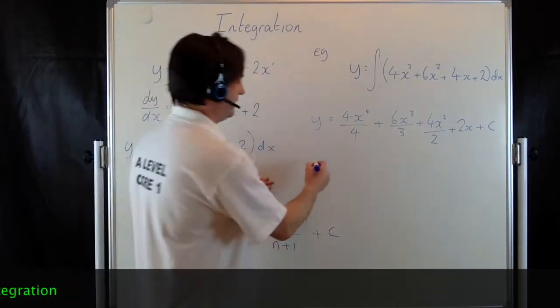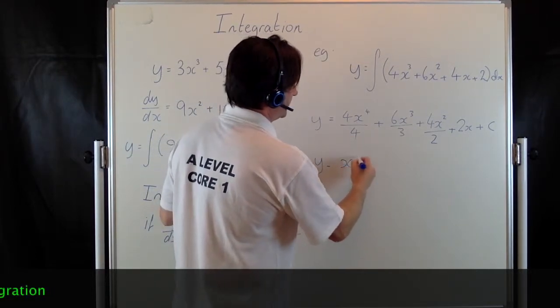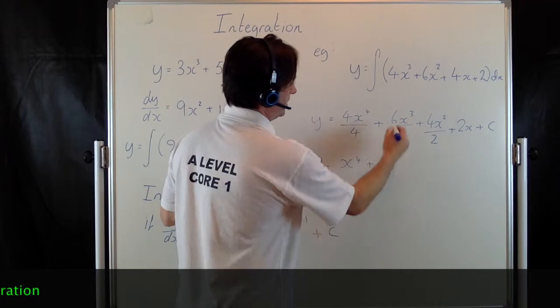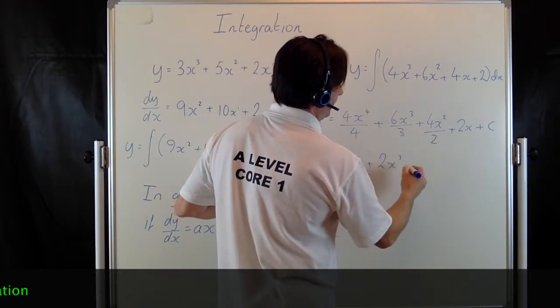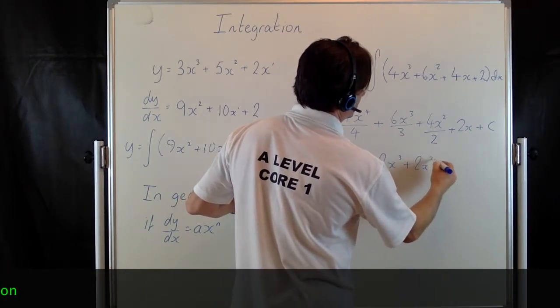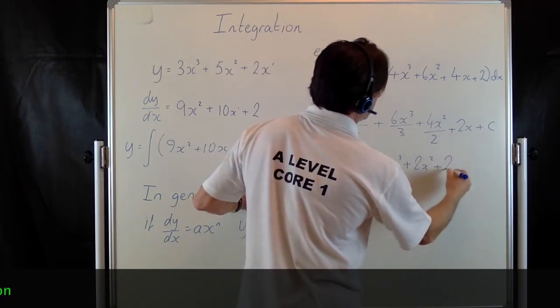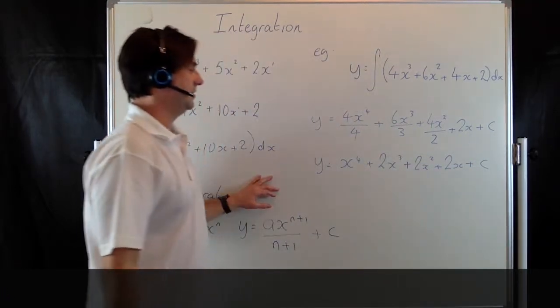Let's tidy this up a little bit. y is going to equal x to the power of 4. 6 divided by 3 gives us 2x to the power of 3. 4 divided by 2 just gives us 2x to the 2, plus the 2x and plus our constant of integration c.